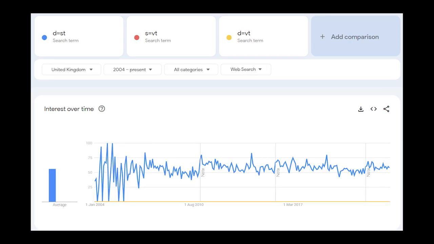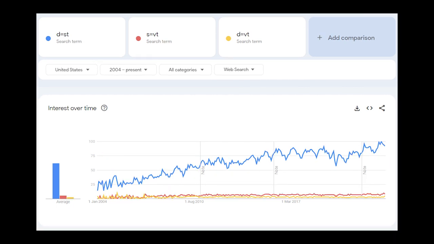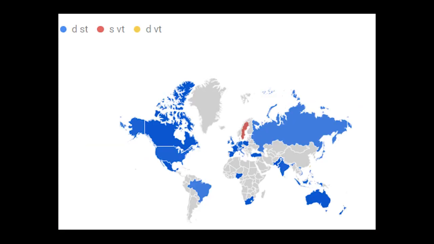And this is the result for the UK. D equals ST is dominating. And finally, the data from the US. Pure domination over the West. Clearly, data shows that other countries prefer D equals ST. See the worldwide data here. So where the heck did S equals VT come from? Is it just that one lecture? So I scoured the internet for more sources confirming this theory to see if anyone else has found any answers.